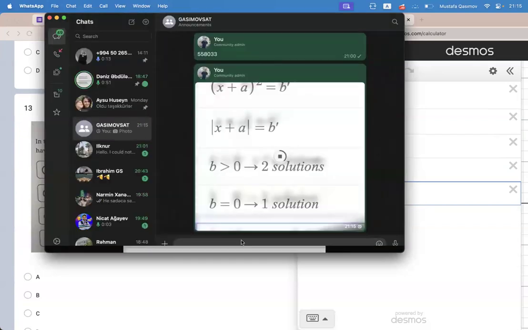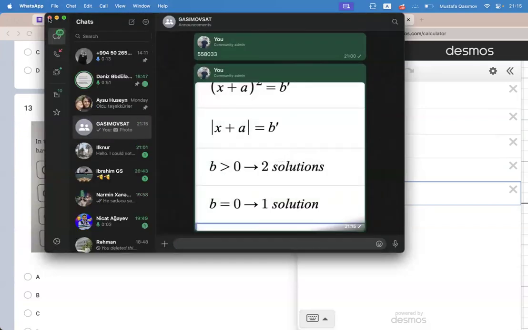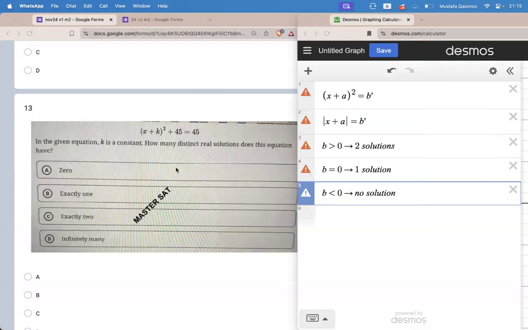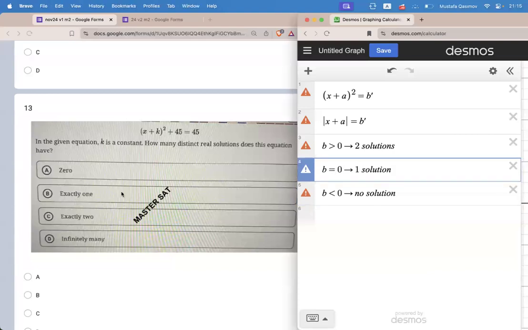I'm sending it to the group also. Okay, 14. We are looking at that one. Then we can eliminate this 45, it will be 0. If it is equal to 0, there is one solution, answer is B.